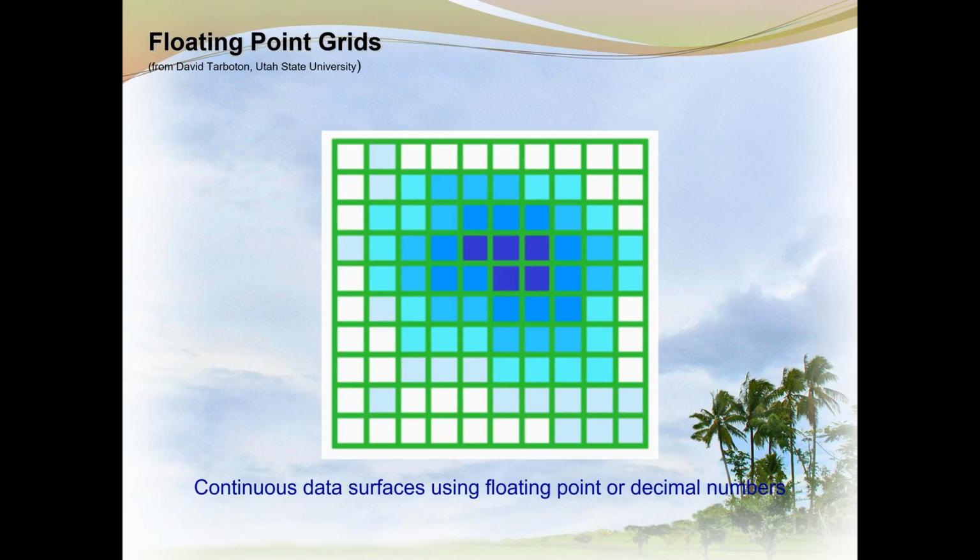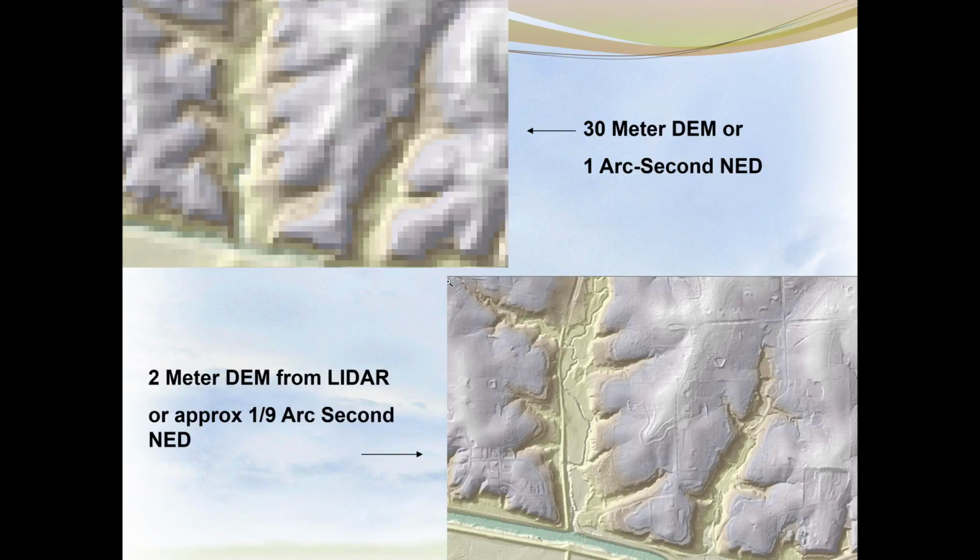So for the floating-point grid, right here, a continuous data surface uses floating-point or decimal numbers. Like here, this is the 30-meter DEM, or the 1 arc-second net. And this is the 2-meter DEM from LiDAR, or approximately 1/9 arc-second net.